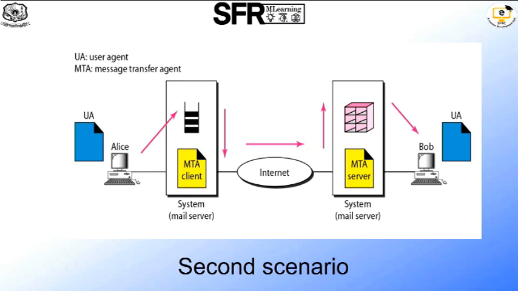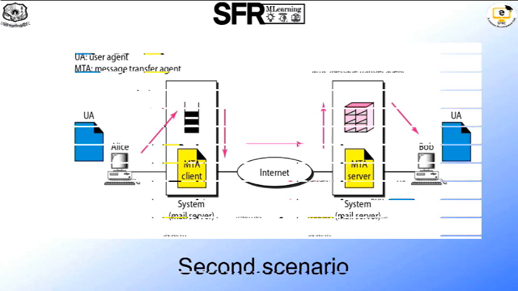The message needs to be sent over the internet. Here we need UAs and MTAs. The sender needs to use a UA program to send the message to the system at its own site. The recipient needs a UA program to retrieve messages. Here two MTAs are needed, one for the client, one for the server.